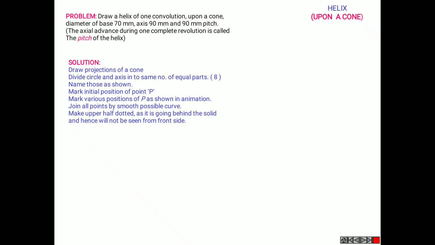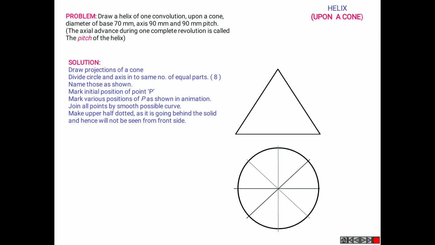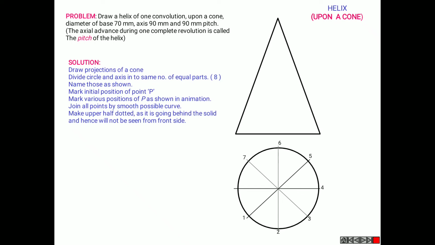Okay, so draw a helix of one convolution upon a cone, diameter of base 70 mm. So draw a circle of 70 mm diameter and take the projections and draw a cone. The front view looks like a triangle, which has the axis and height, nothing but pitch, as 90 mm. So dividing the circle into 8 equal parts, name them 1, 2, 3, 4 and so on up to 8. Mark the 8th point as P in the anti-clockwise order. You can see in the animation.